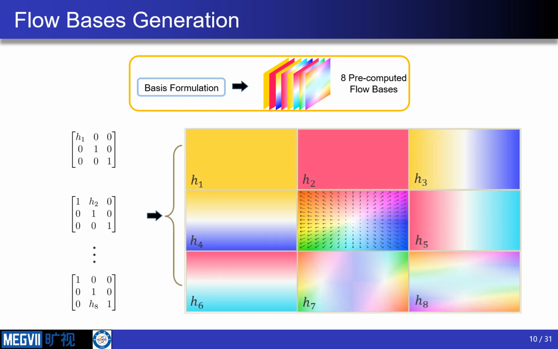Then, 8 homography flows are normalized by their largest flow magnitude, followed by a QR decomposition. The visualization of all the pre-computed 8 flow bases H1 to H8 are depicted here, and the center is the flow legend.